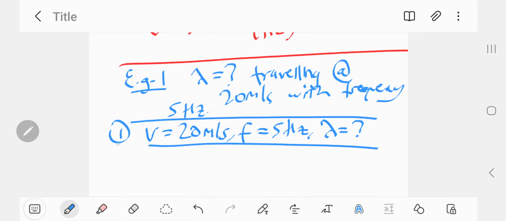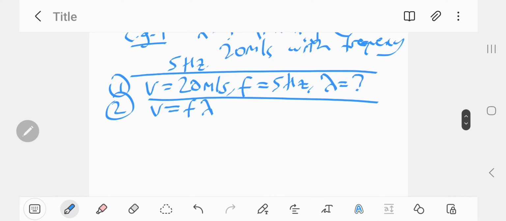How do we do that? So that's our first step. Second step, we write down the formula, the relevant formula. That's V equals F lambda. And we rearrange this formula to find lambda. So lambda is just V divided by F.